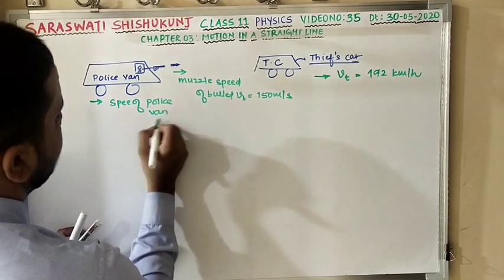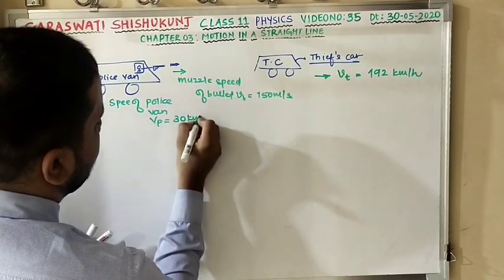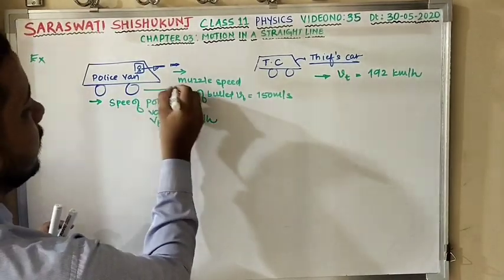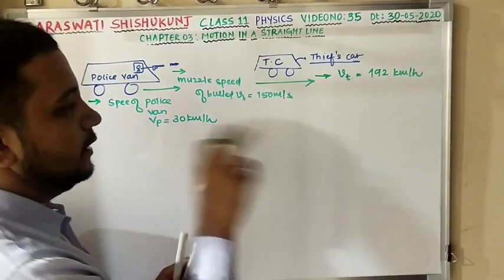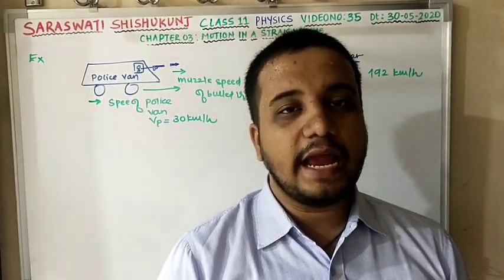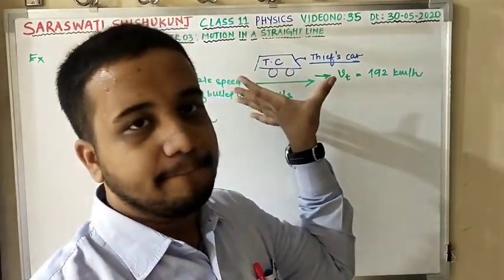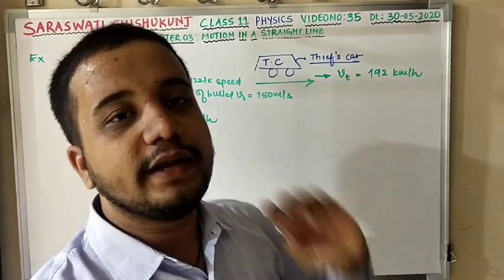Speed of the police van they have given, that is Vp, equal to 30 km per hour. Clear? They are moving continuously in the same direction. This much data I have given. They are asking to find the time. Finally, they are asking with what speed this bullet is going to hit the car.